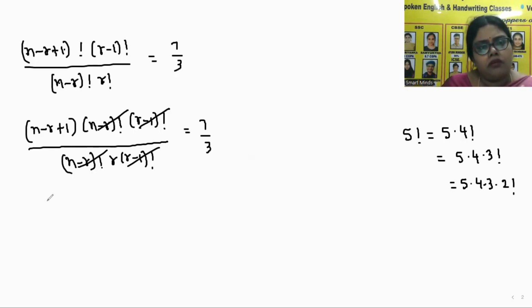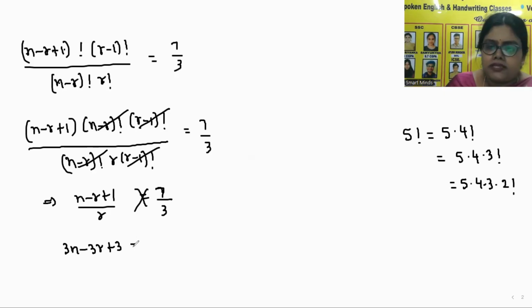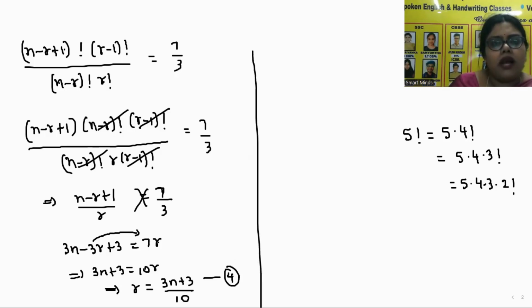So now we will write (n minus r plus 1) by r is equal to 7 by 3. Now let us cross multiply. So we will get 3n minus 3r plus 3 is equal to 7r. So we will get 3n plus 3 is equal to 7r plus 3r, which becomes 10r. So we want to find the r value, that is (3n plus 3) by 10. Let's say this is equation number 4. We got the r value in terms of n.